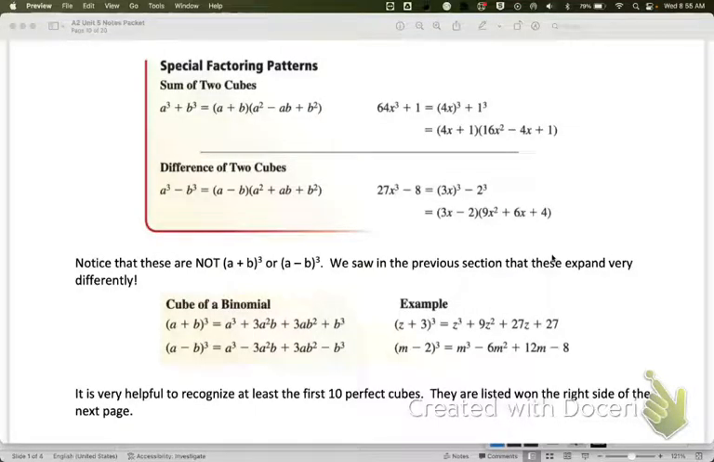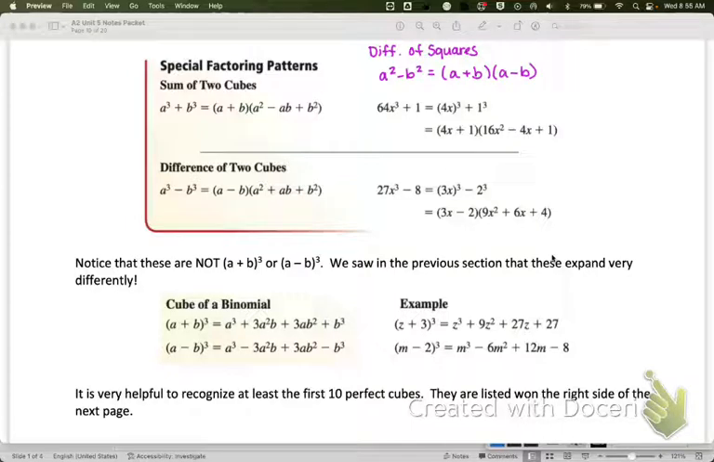Now we're going to look at some special factoring patterns. So we have already discussed one, which was the difference of squares. If you remember, the difference of squares is that if I have a squared minus b squared, it factors to a plus b, a minus b.